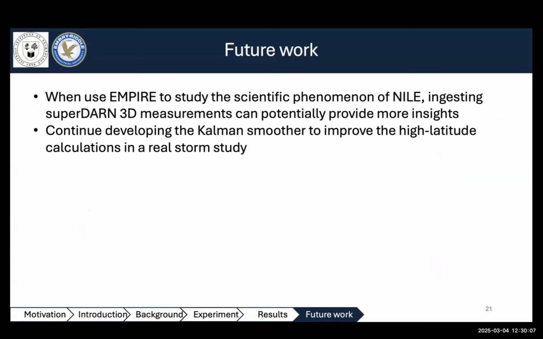By trying different approaches to reduce the high latitude errors, we can see that ingesting more information can help with the mid latitude calculations, and implementing the Kalman smoother can reduce the errors at the high latitudes. So we propose to continue developing the Kalman smoother to improve the high latitude calculations in a real storm study, for getting more valid information about storms, so that we can investigate the scientific phenomena.